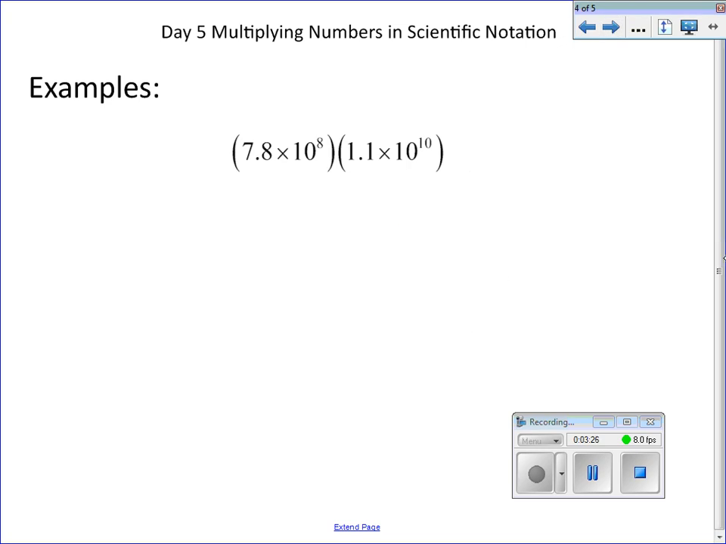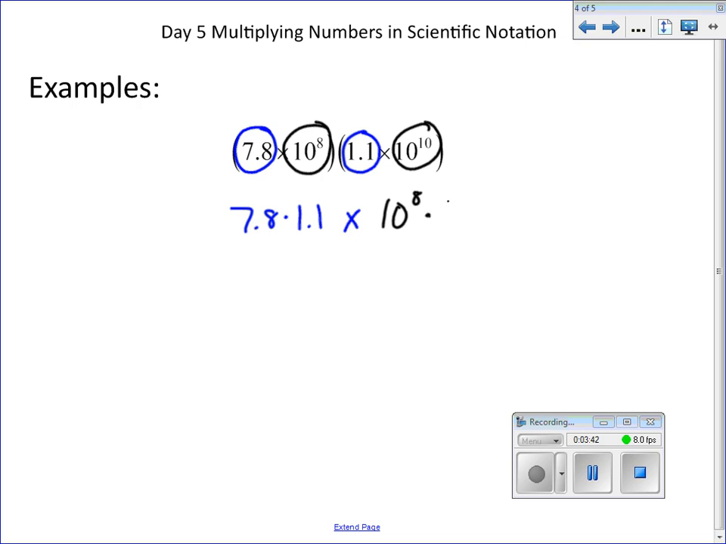Let's look at another example. Again, we're going to group our numbers out in front together. We're going to get 7.8 times 1.1. Then we're going to group together our exponents. We're going to get 10 to the 8th times 10 to the 10th. Now when we take these and multiply them together, 7.8 times 1.1 gives us 8.58. We bring our x down, and then because the bases are the same and it's through multiplication, we can add the exponents. 8 plus 10 gives us 18.